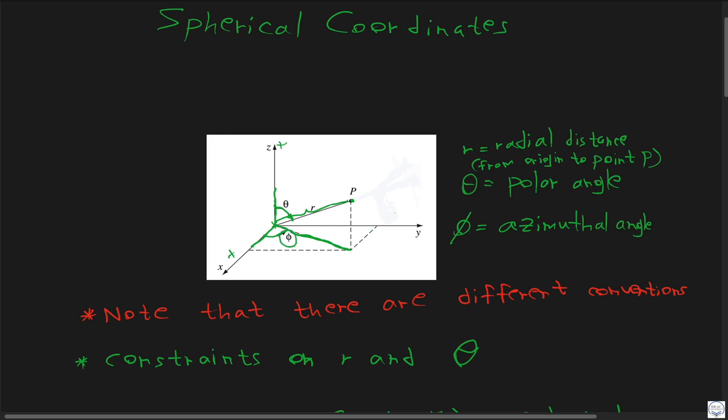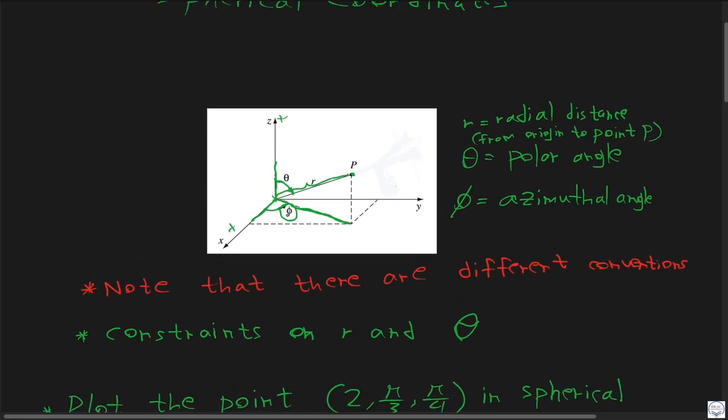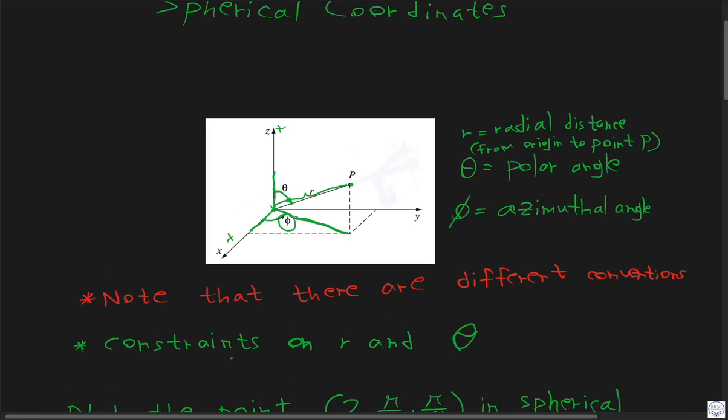And note that in some books they use different conventions. Different letters can be used instead of r, theta, and phi. Also, theta and phi might have different roles. That is, phi can be used for polar angle, theta can be used for azimuthal angle. But in this video and the following video as well, we will use theta as polar angle and phi as azimuthal angle.